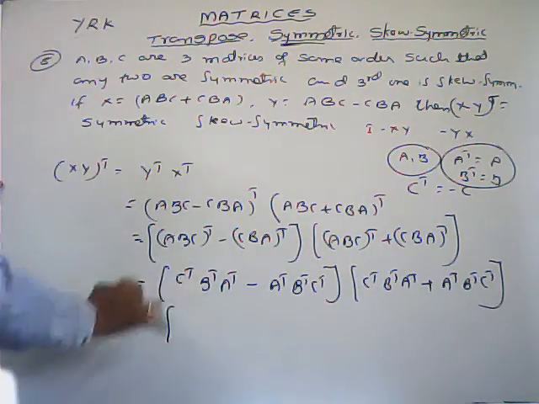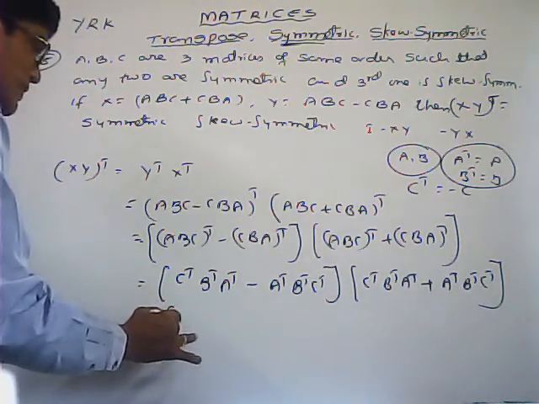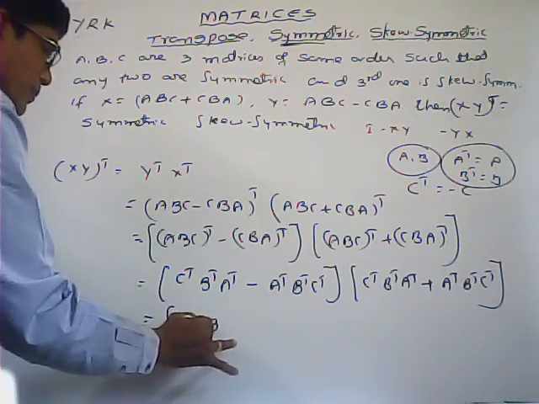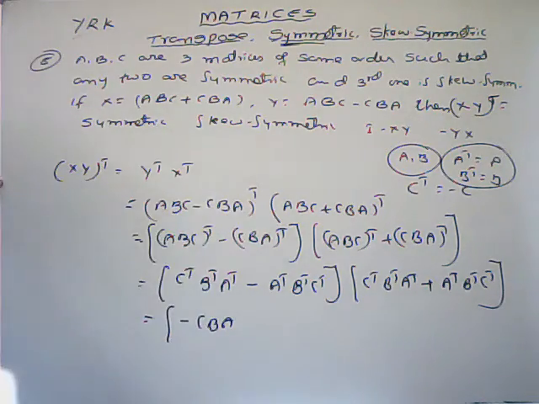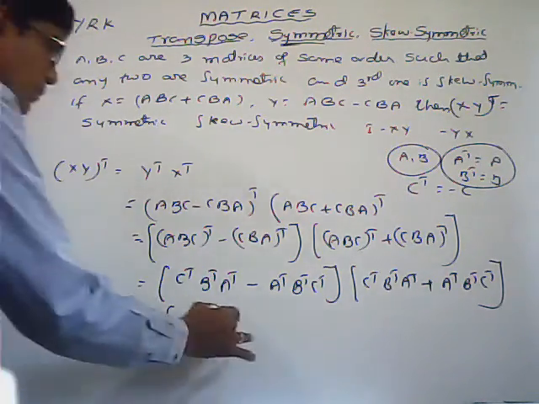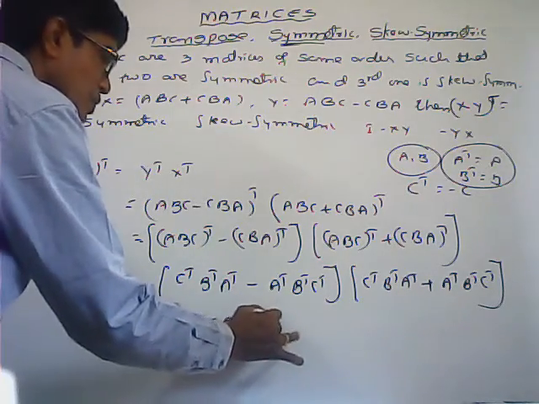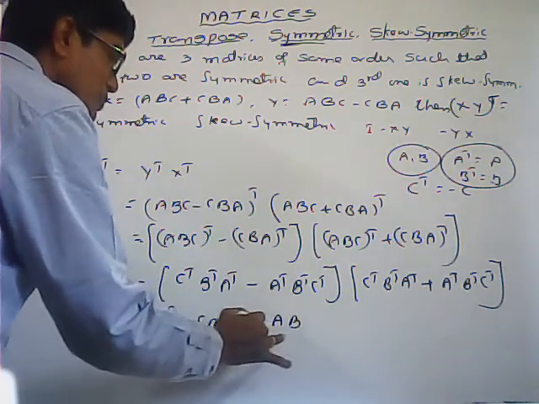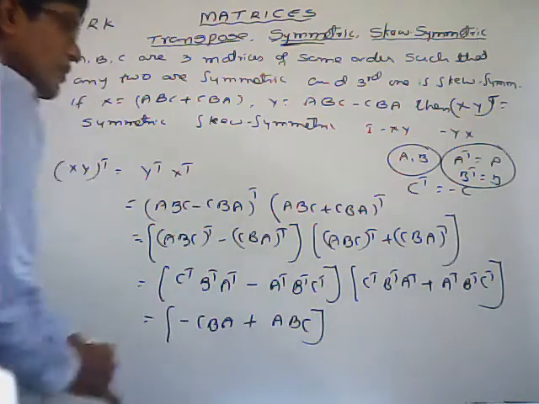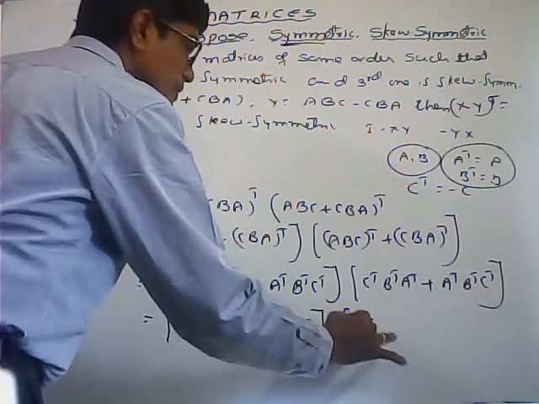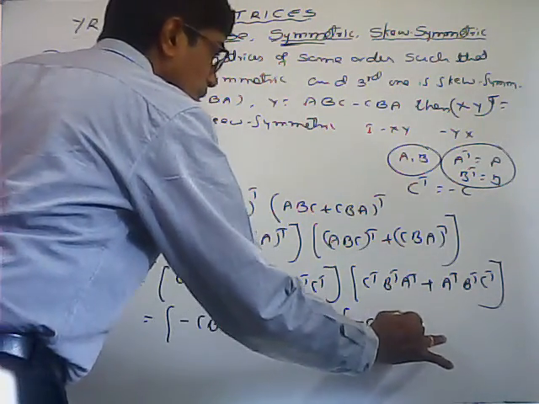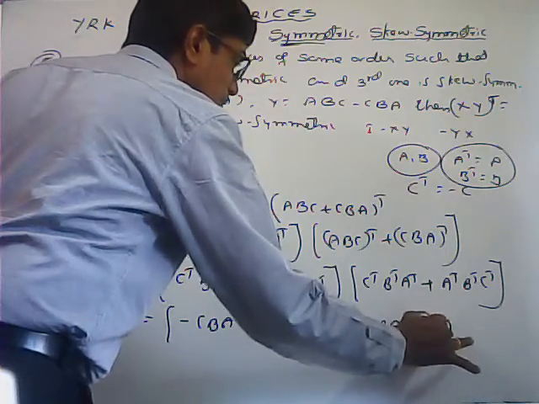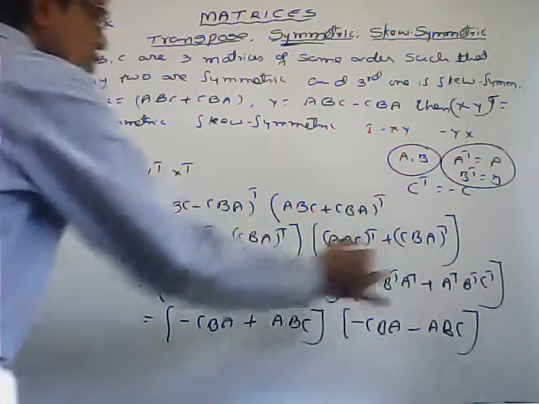Here B transpose equals B and A transpose equals A only, and C transpose equals minus C. So the first term is minus CBA, and the sign changes accordingly: plus into minus gives minus.